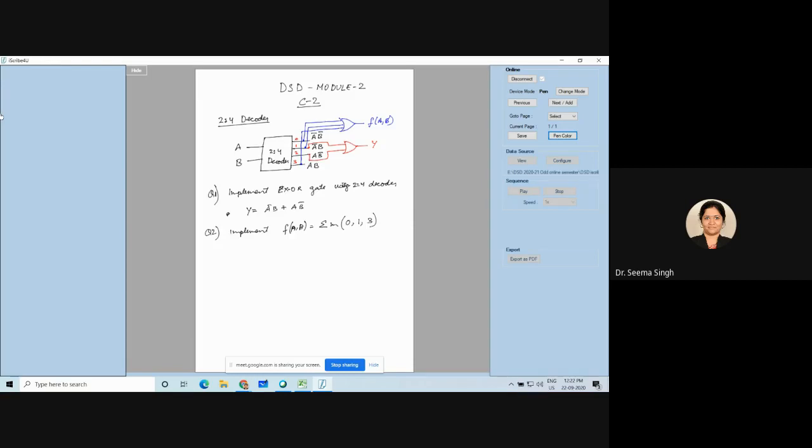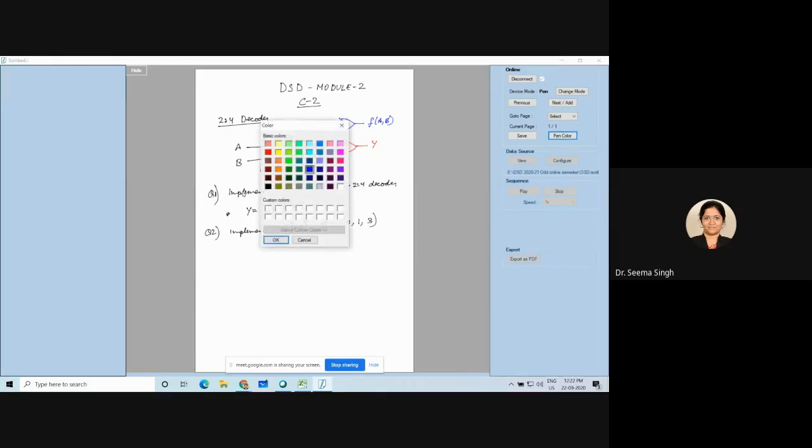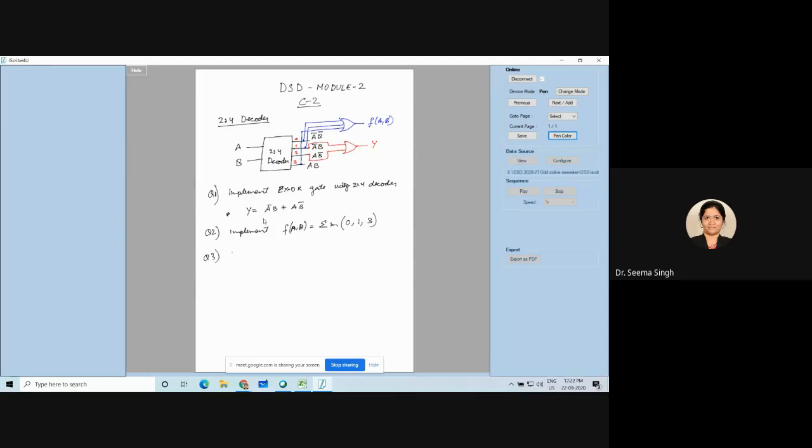What if I ask you to make maxterms? Now let me ask you a third question out of this. I want you to implement a function of a maxterm of, let me take it as, 0 and 2. A maxterm of 0 and 2.